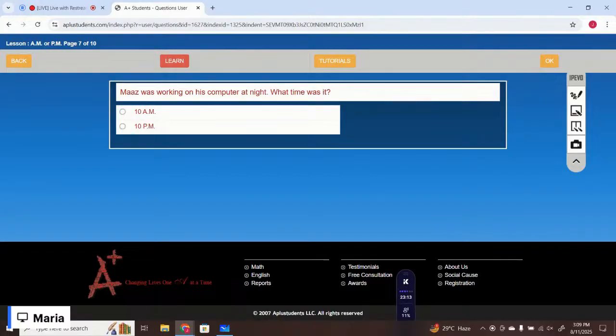Mars was working on the computer at night. What time was it? It would be 10 p.m. Option number two is the correct option.